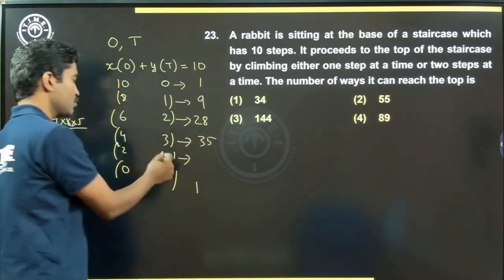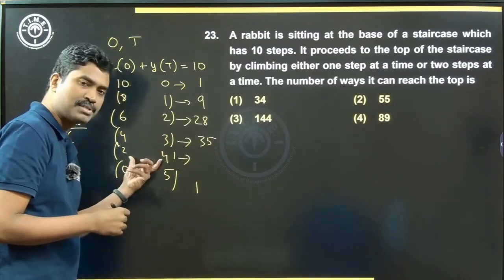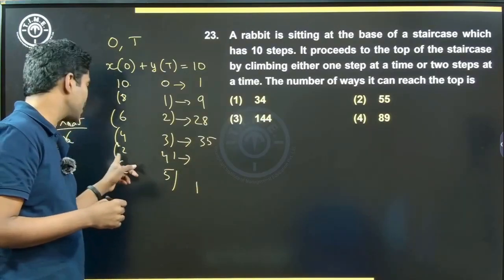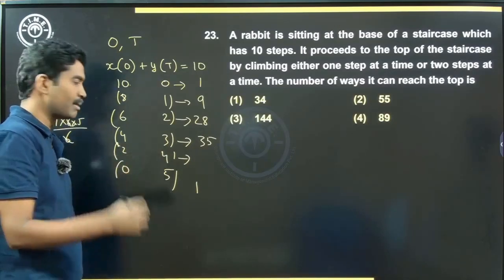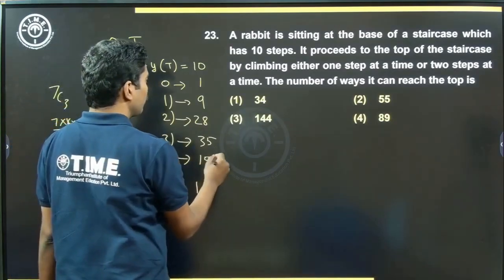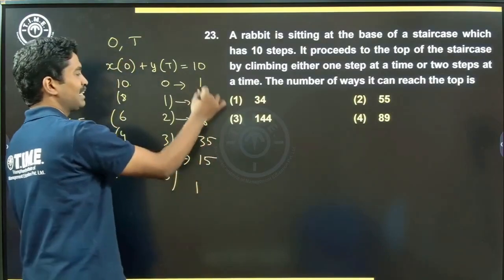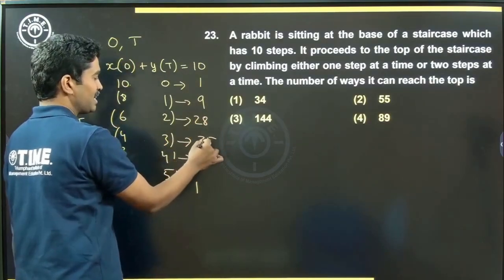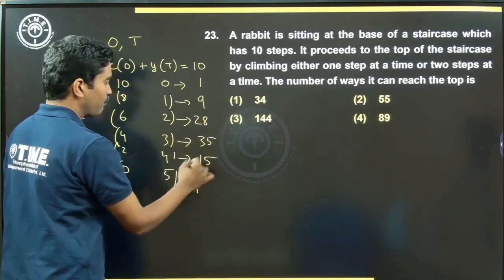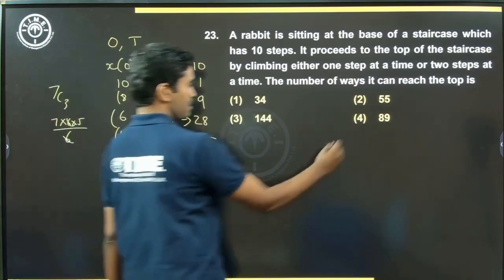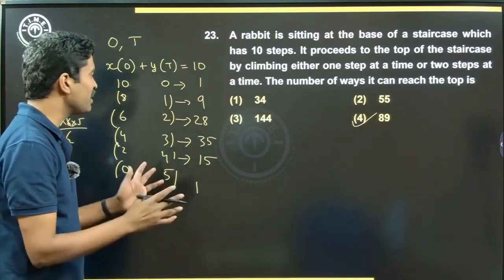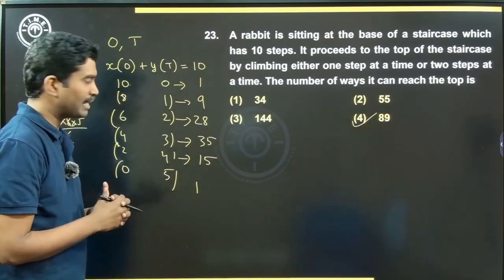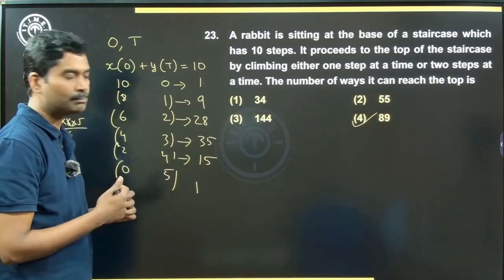And what about this? 2 steps and 4 steps, total 6 steps. Out of those 6, select which 2 will be single steps. 6C2, 6 into 5, 30, 30 by 2, 15. What do we have here? So 9 plus 1, 10, 10, 38, 73, 74, and 14, 89. So we have option 4, 89. This is in how many ways it can reach the top by taking either 1 step or 2 steps at a time, right?